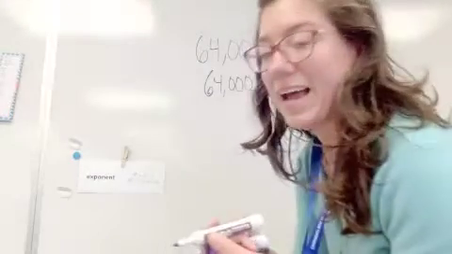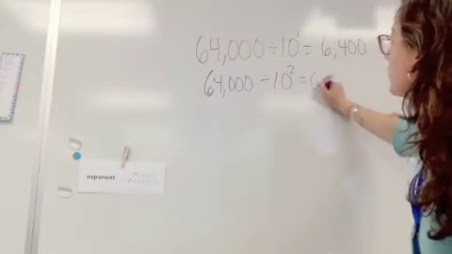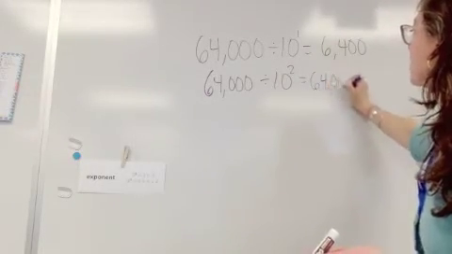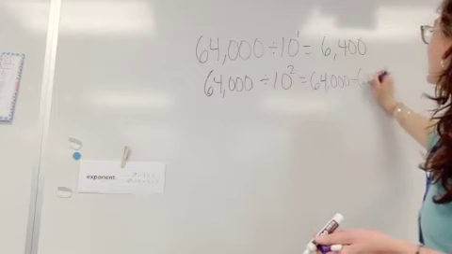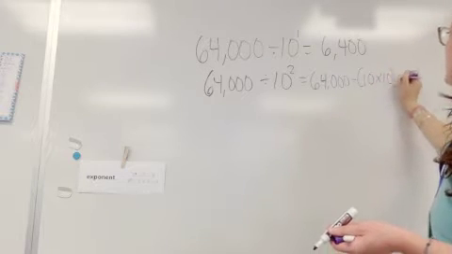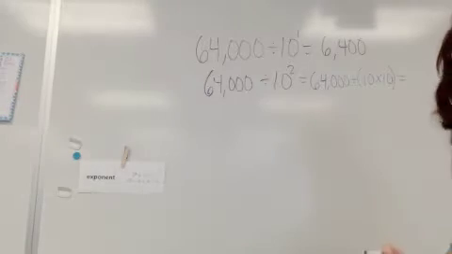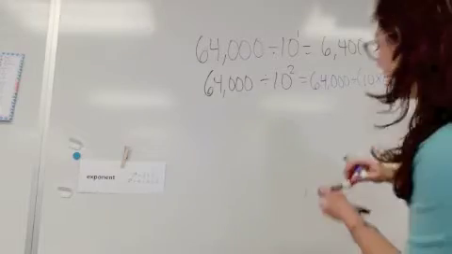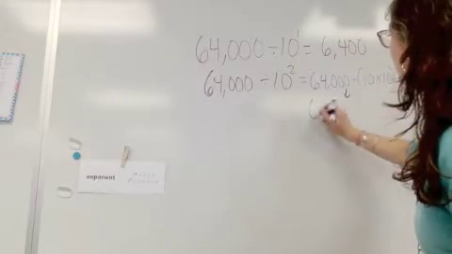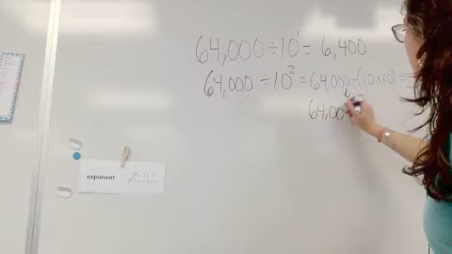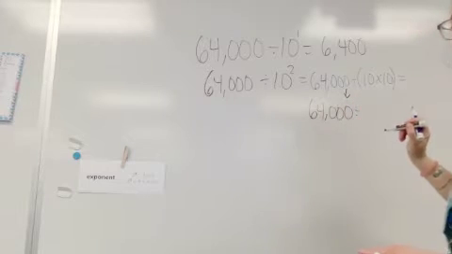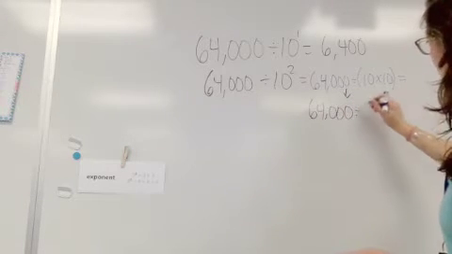I want you to write this out all the way. It's going to help your thinking. 64,000 divided by 10 times 10 equals, that's the same thing we know as 64,000 divided by what? 100.